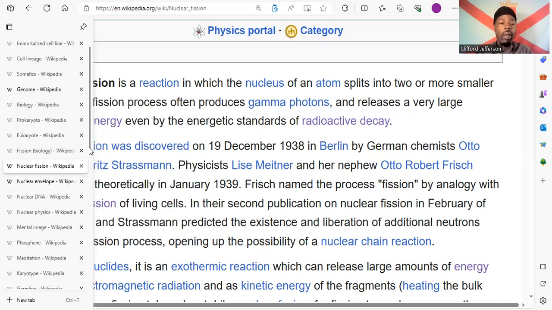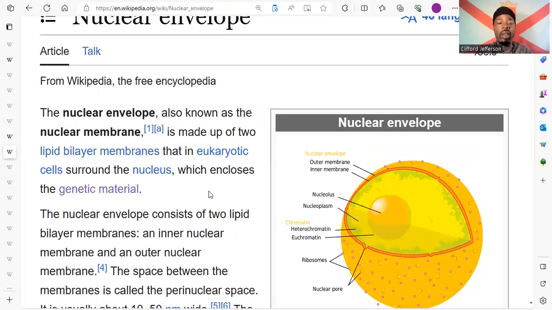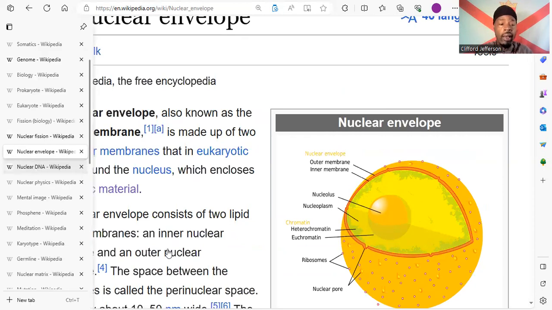So just look up the nuclear envelope. The nuclear envelope, which we just saw, surrounds the nucleus and encloses the genetic material, which we know is called the genome, your RNA and DNA. So let's go into nuclear DNA.